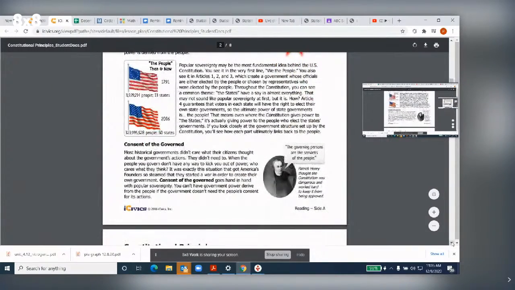It says most historical governments didn't care what citizens thought about the government's actions. They didn't need to. When the people you govern don't have anyone to kick you out of power, who cares what they think? It was exactly the situation that got America's founders so steamed when they started a war in order to create their own government. Consent of the governed goes hand in hand with popular sovereignty. You can't have government power derived from its people if the government doesn't need the people's consent for its actions. Okay. And Patrick Henry says the governing persons are the servants of the people. So it's really our leaders serve us. And if they're not serving us, every 2 years, 4 years, you can vote them out and put someone else in who you think is going to better represent you. Okay.